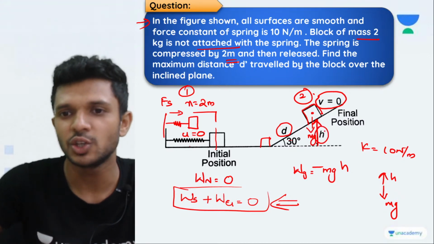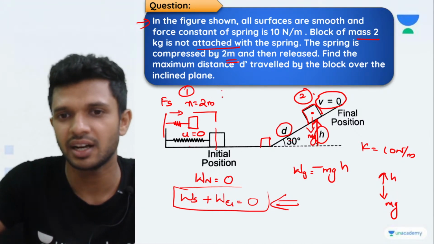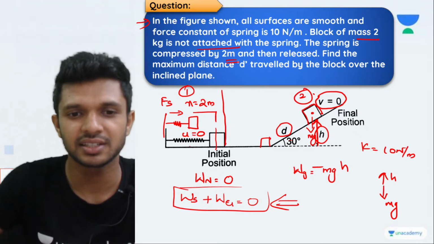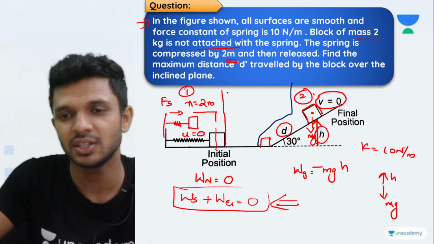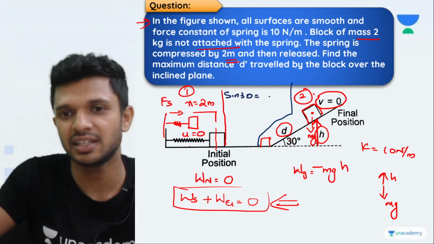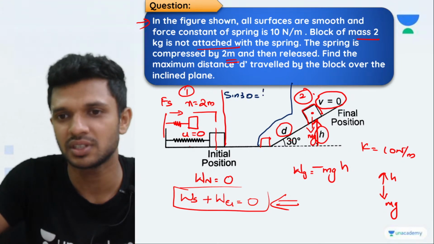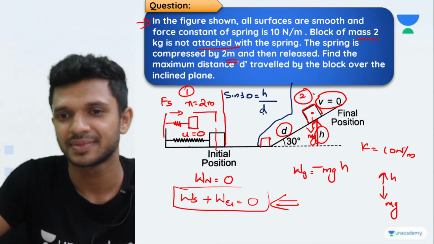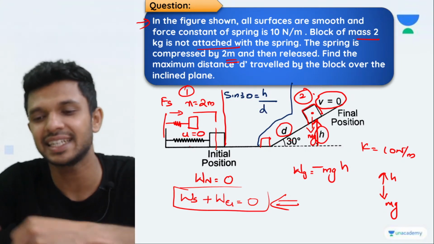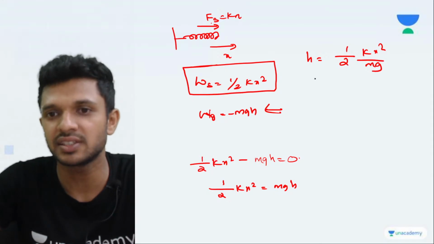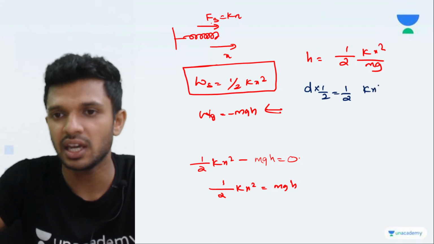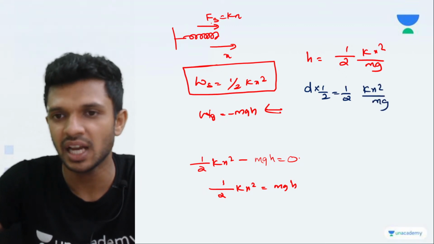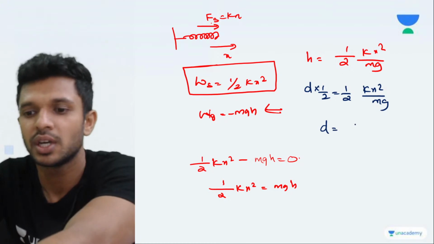You don't want h, you want this d. Is there any way? If you know trigonometry, there is an amazing way. Which is that amazing way? Simple, just use sin 30. What is the value of sin 30? Opposite h divided by hypotenuse d. So we can substitute h as d sin 30. So h is equal to d sin 30, which is 1 by 2, equal to half kx square by mg. Half cancels, and d is equal to, substitute k.